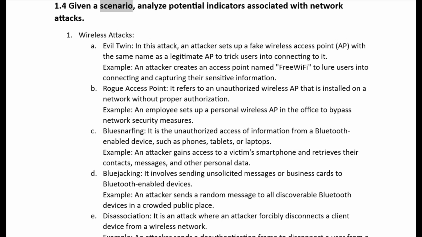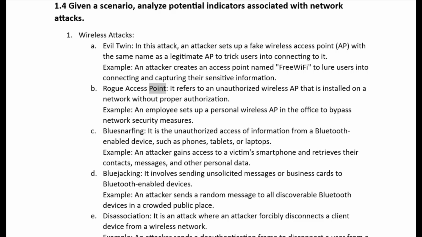1.4 Given a scenario, analyze potential indicators associated with network attacks. Wireless attacks. Evil twin. In this attack, an attacker sets up a fake wireless access point, AP, with the same name as a legitimate AP to trick users into connecting to it. Example, an attacker creates an access point named free Wi-Fi to lure users into connecting and capturing their sensitive information.